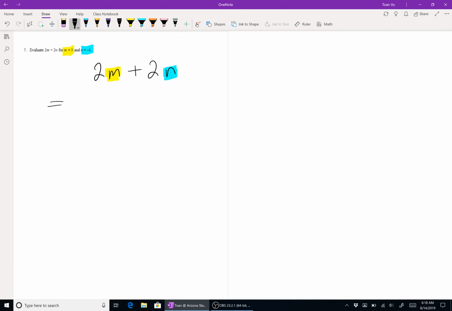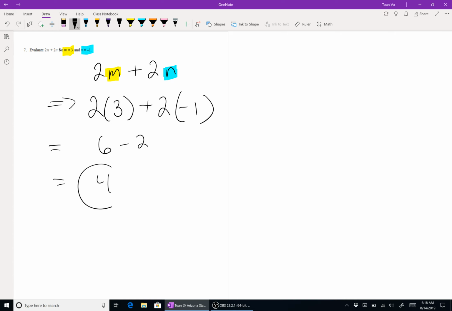So this becomes 2, instead of writing an M, I write parentheses 3, plus 2, instead of writing an N, I'll write parentheses negative 1. And then all you have to do is the arithmetic. That's 6 minus 2, which is 4.